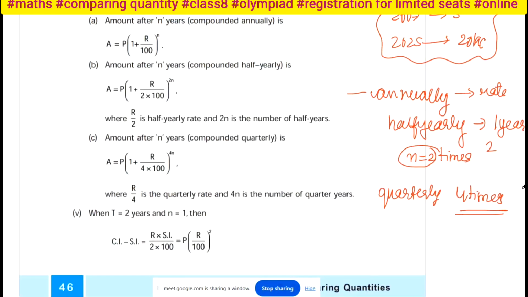In quarterly I will always multiply 4 times. When I write the entire formula, in yearly there is nothing extra, but in half yearly the power becomes 2n and the denominator 200. But when it is compounded quarterly, I will write 4n and multiply the denominator by 4. Okay, you got it?